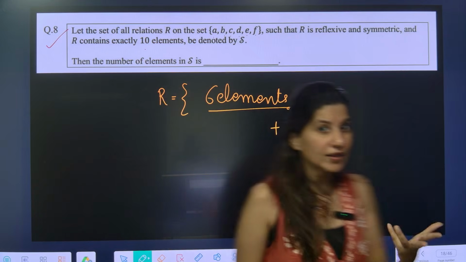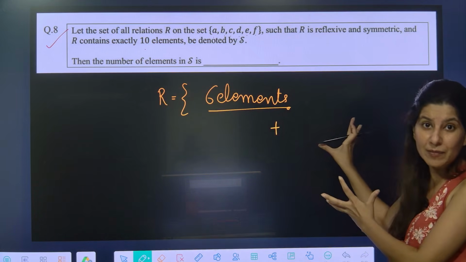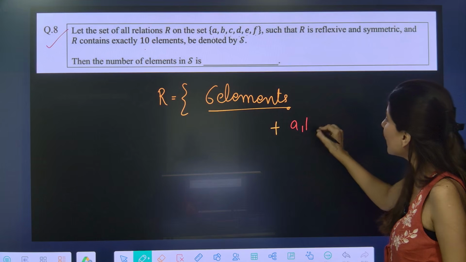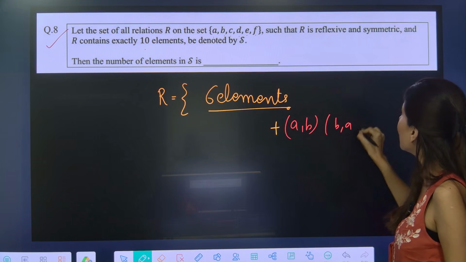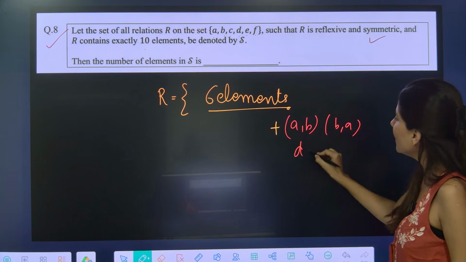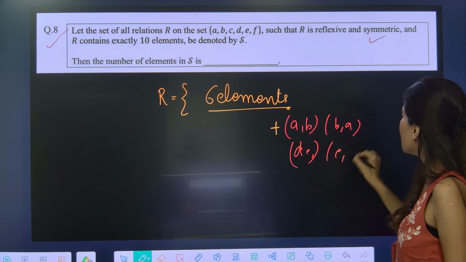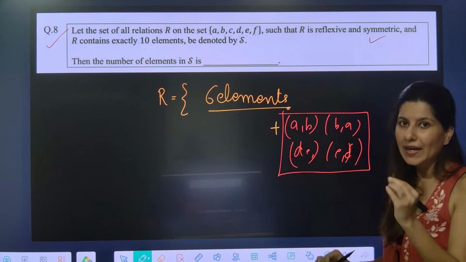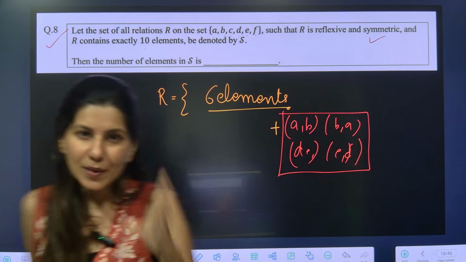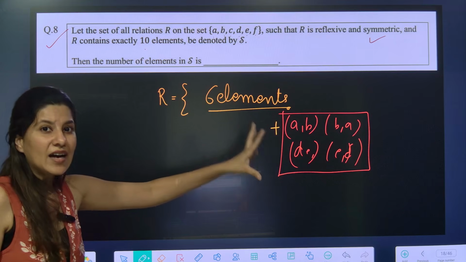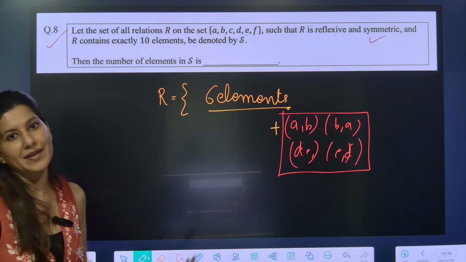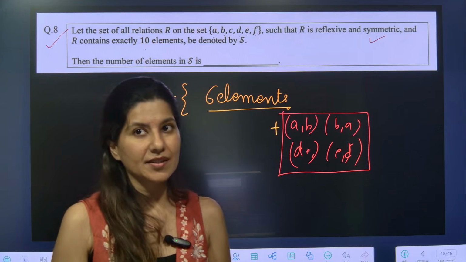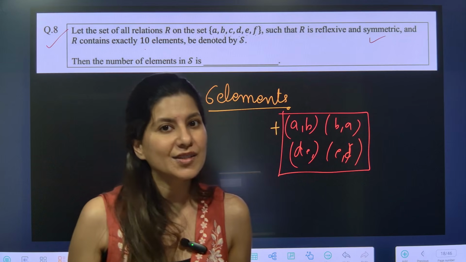Now here you have some flexibility. This is permanent. This is flexible. If I add A comma B, I have to add B comma A to make it symmetric. If I add D comma E, I have to add E comma D. So basically, because I need to add 4 more, I have to add only 2 ordered pairs. That's it. The whole problem is adding 2 ordered pairs. Think how many unique ordered pairs you can add.